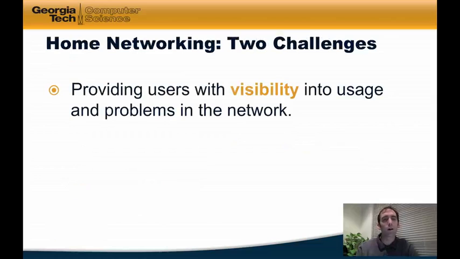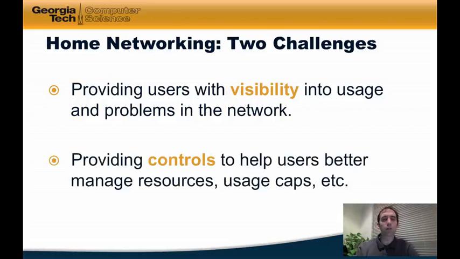Users of home networks face two challenges. One is achieving the appropriate level of visibility into usage and problems that may arise in the home network. Answering even simple questions, such as where the source of a problem is, or which device is hogging all of the bandwidth in a home network, are particularly vexing and difficult today. A second problem is providing users with control to help them better manage resources, usage caps that may exist or be imposed by their internet service provider, and so forth.